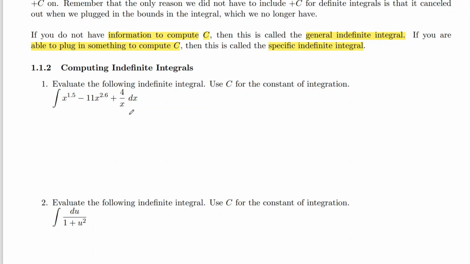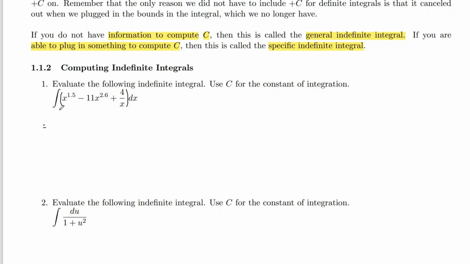All right. So number one here, it says evaluate the following indefinite integral and use c for the constant of integration. Right now, if you want, and if you'd like to see, you can put parentheses around this. It's not necessary. So just to remind you that everything between the integral sign and the dx, or whatever your letter is here, is going to be inherently inside. So the thing you're computing the indefinite integral of.